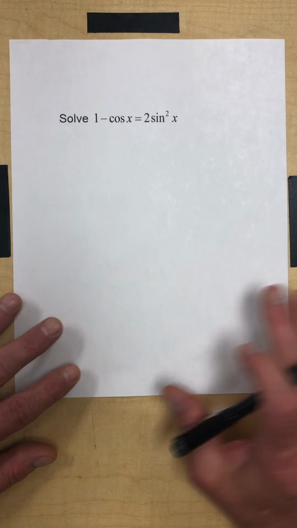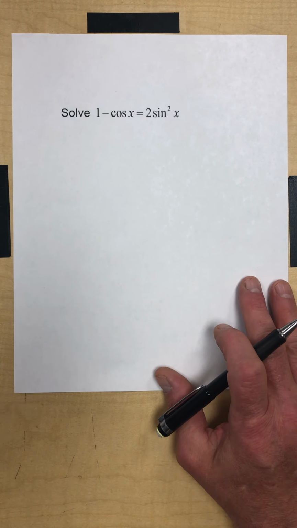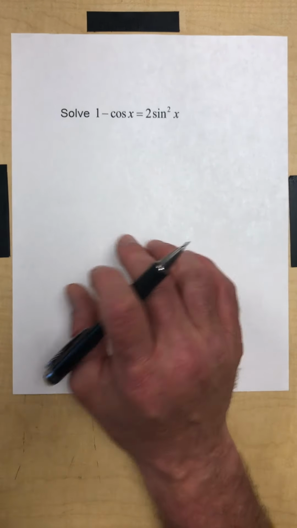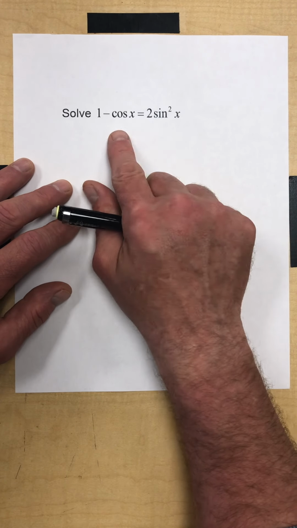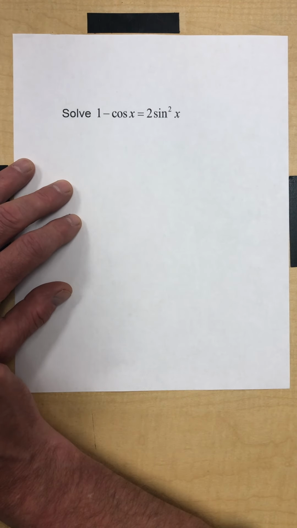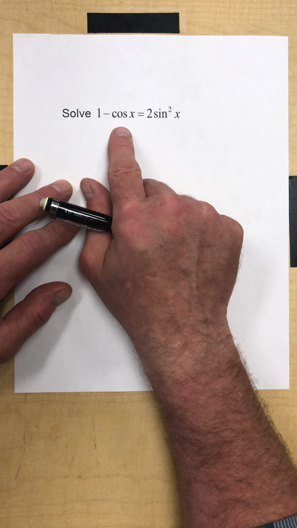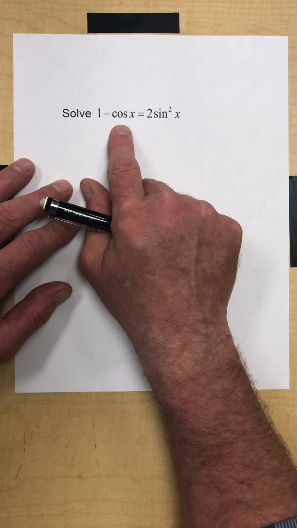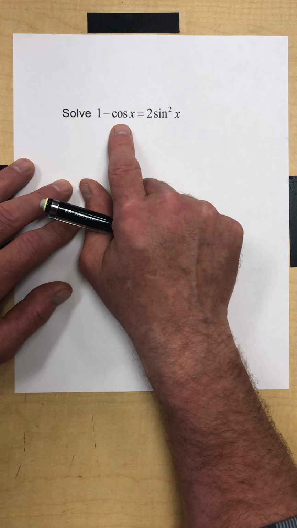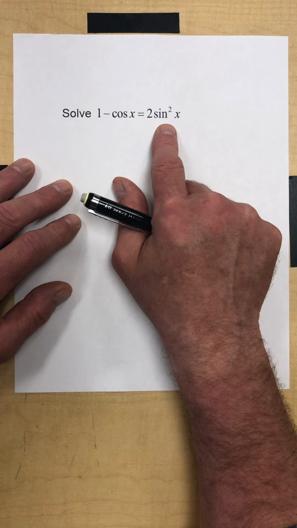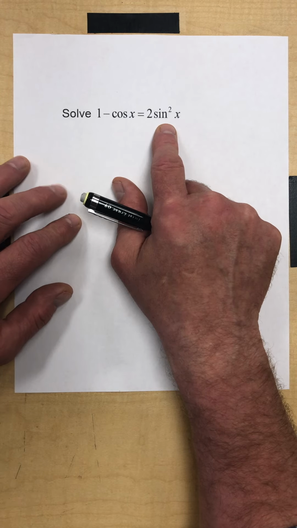All right, let's see what we got going on here. Okay, this guy's a little different, because I've got cosine and sine. There's no way to change this cosine to sine. I could do it if that was cosine squared of x, using a Pythagorean identity. But I can change sine squared of x into cosine.